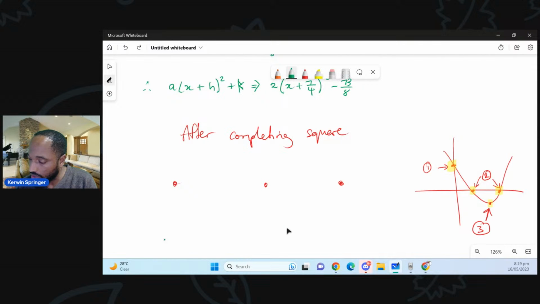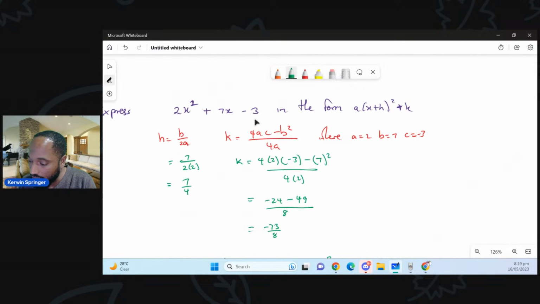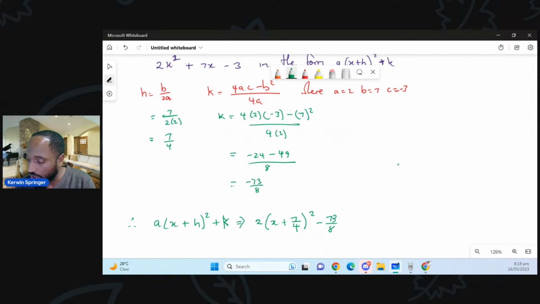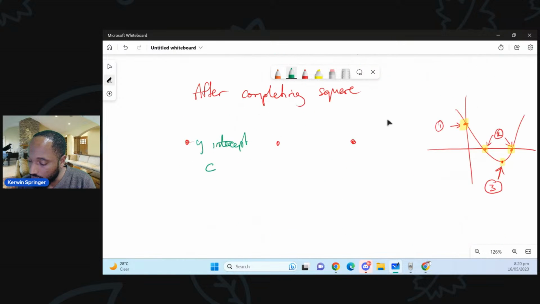So after completing this square, you can be asked about the y-intercept, which is the easiest thing you could ever be asked about, because this is c from the original equation. So in our case here, the y-intercept is negative 3. So our equation is probably doing something like this, and negative 3 over there.